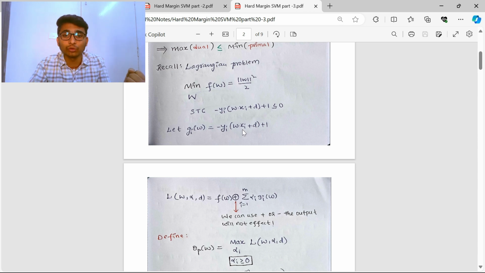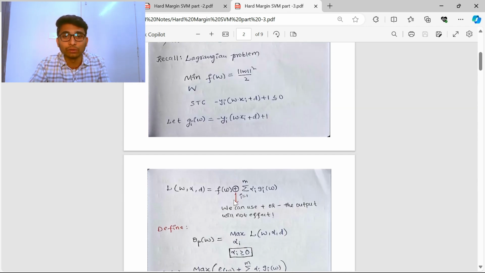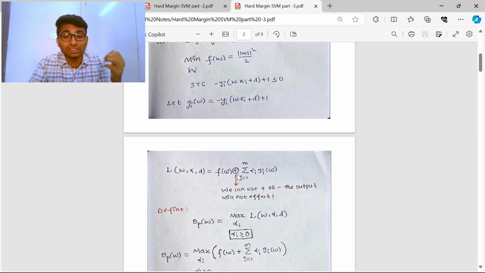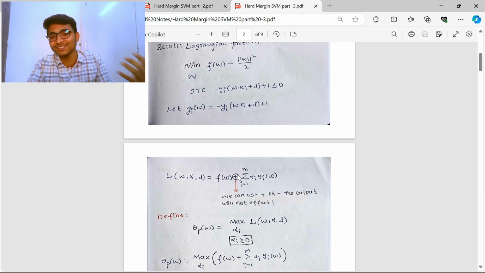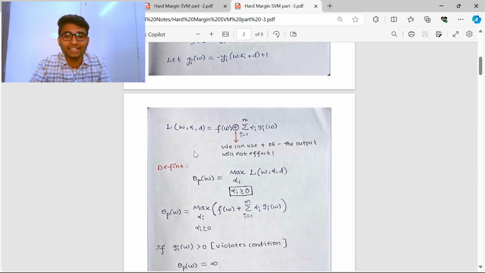I gave a name to the constraint, gi of w, and our Lagrangian function is equal to f of w, meaning the norm of this, plus the constraint term. In the last video, part 2, I used the negative sign here. Now I am using the positive sign. Why, Jain? Why are you using two different signs? Hear me out. It doesn't matter which sign we use. It does not affect the output, the values of w and b. The mathematicians told us this on experimenting. They solved so many problems and found you can use any sign, and this is our Lagrangian function.